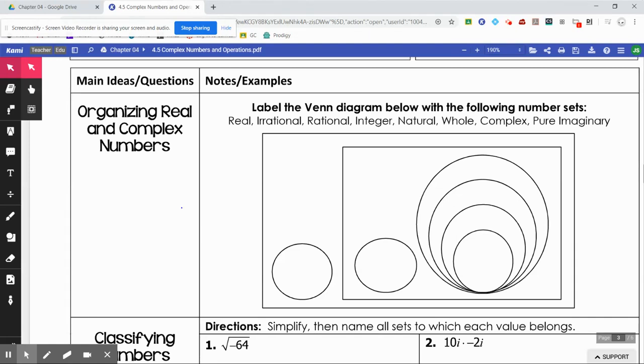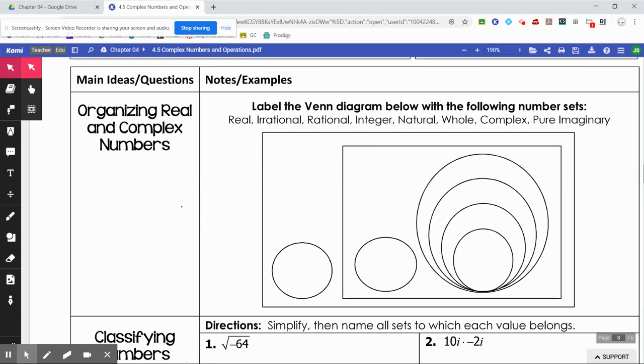Okay, in this lesson, we're going to be organizing our real and complex numbers, and we're going to do so with a Venn diagram. Now, first off, let me present this. I'm not a huge fan of this Venn diagram, and the reason being is because when you're in the real number system, which let's break this down, here is where our real numbers are located, so I'll go ahead while I'm talking and label these.